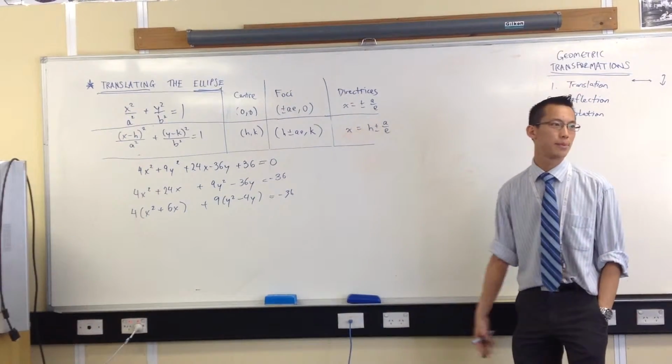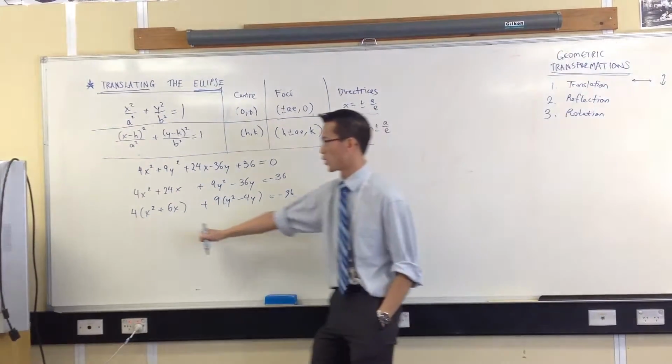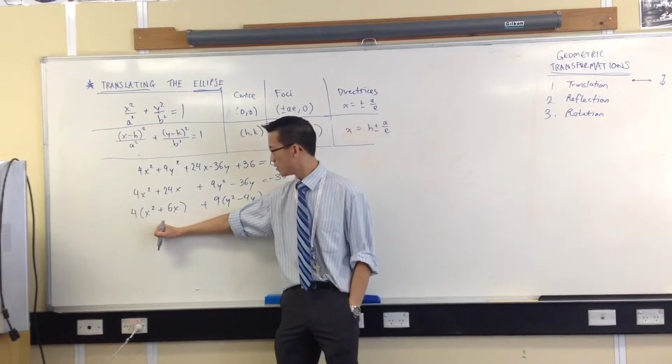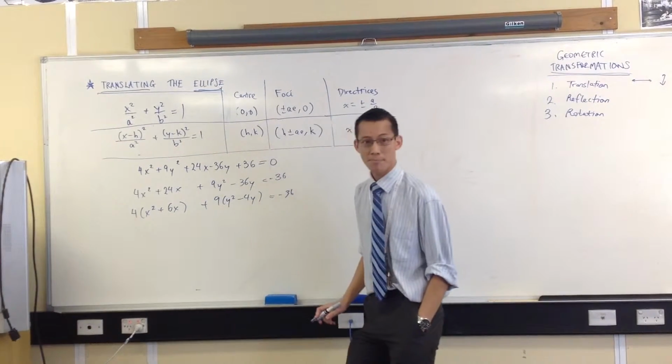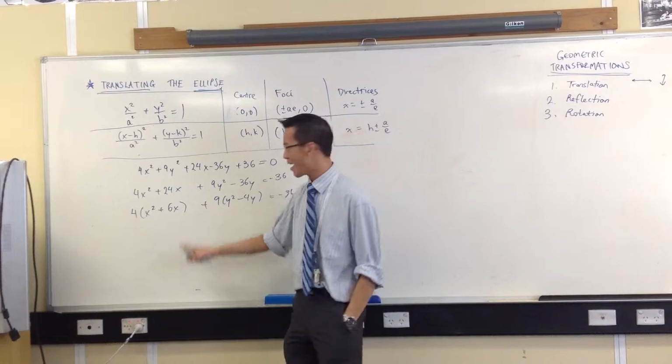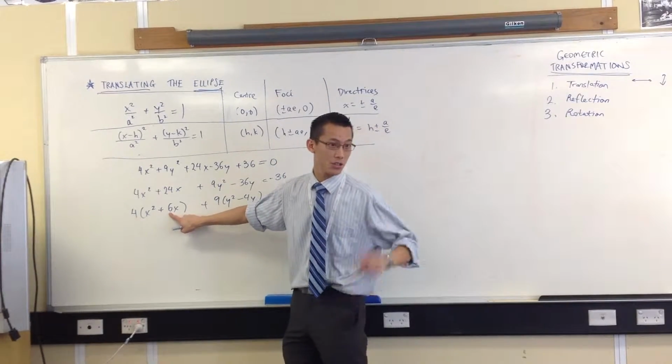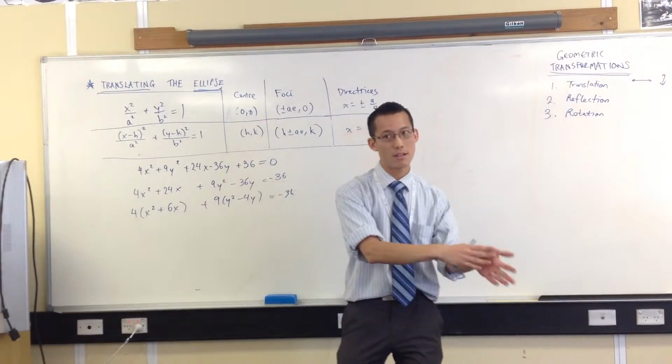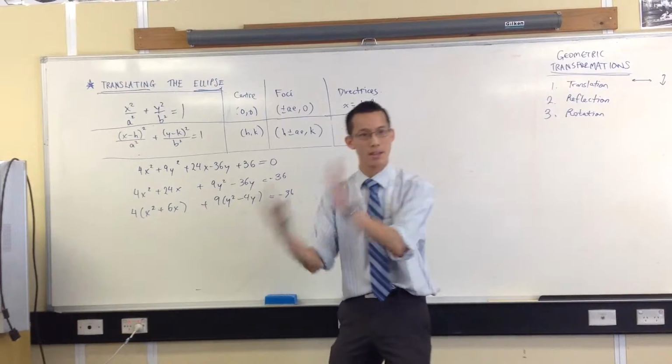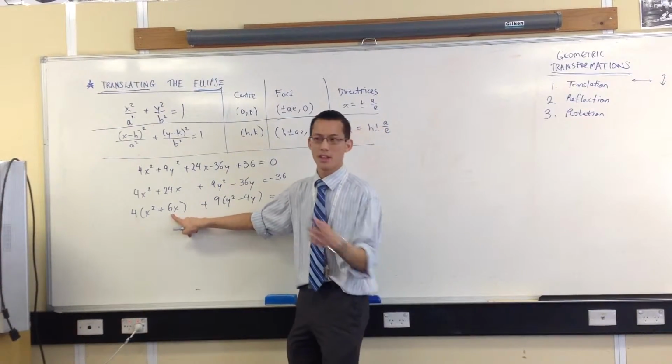Okay, now I can complete the square. I've got to add 2 numbers. What do I add here? What is completing the square? You take that coefficient there, and you do 2 things to it. You halve it and you square it. Halve it, then square it. So halving it gives you 3, squaring it gives you 9.